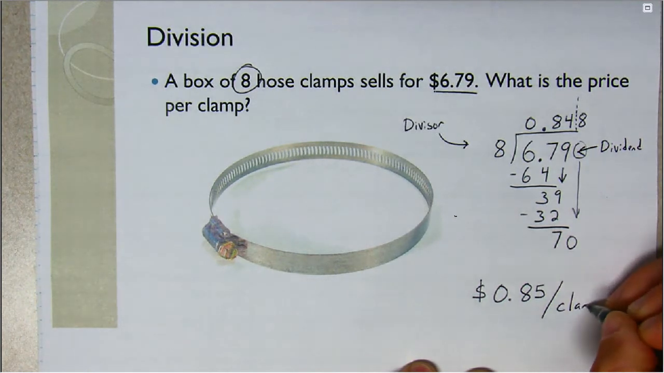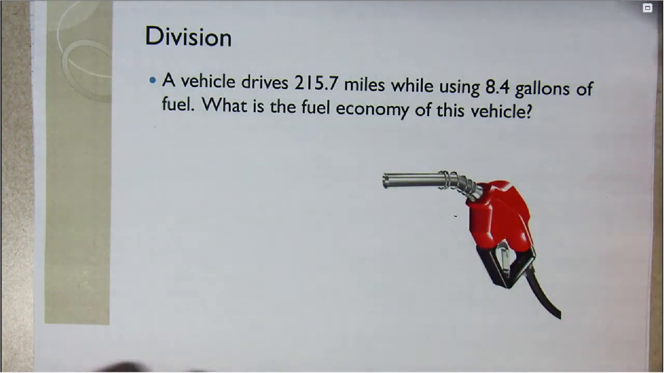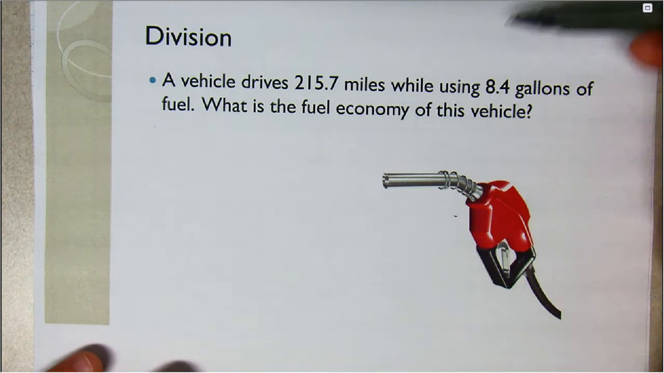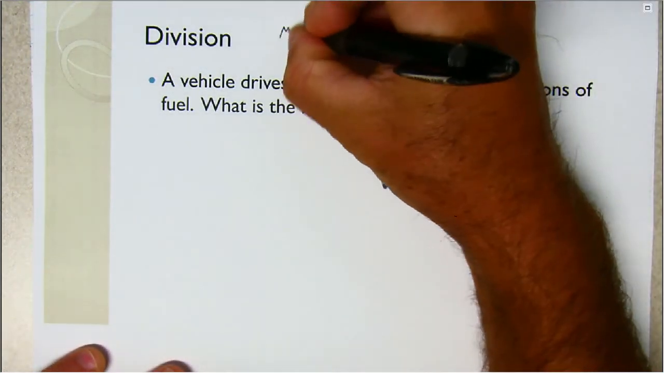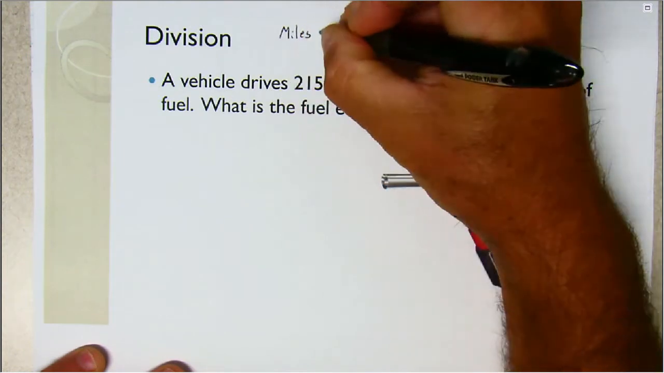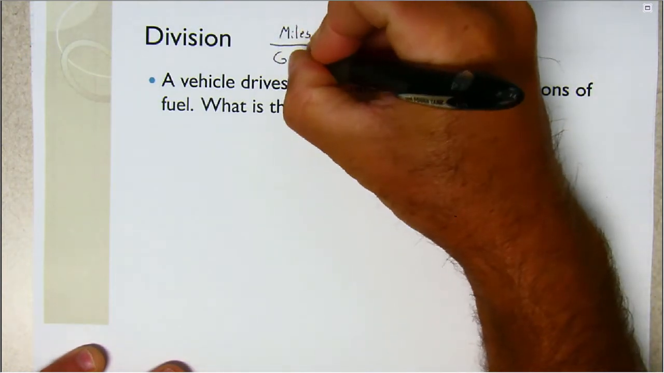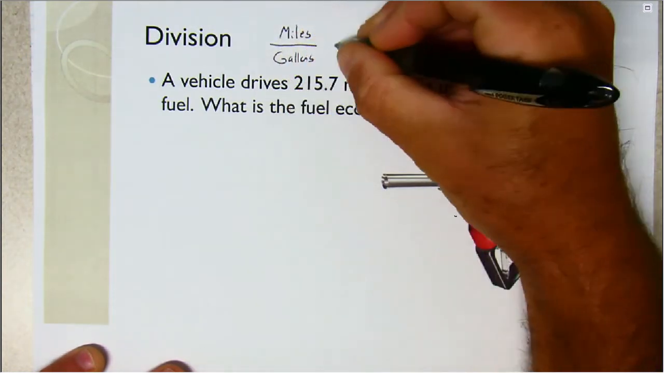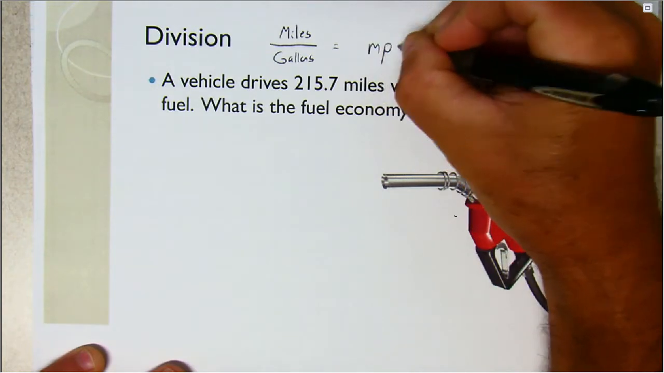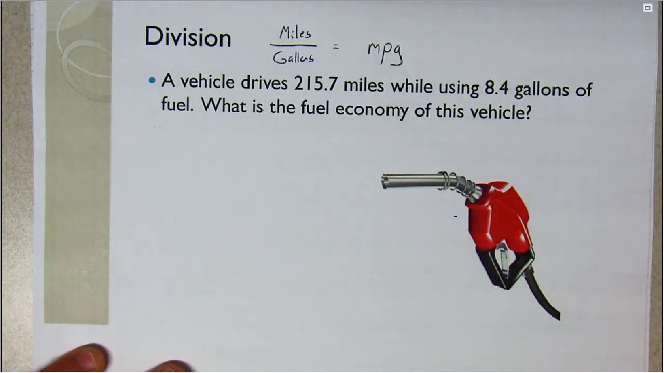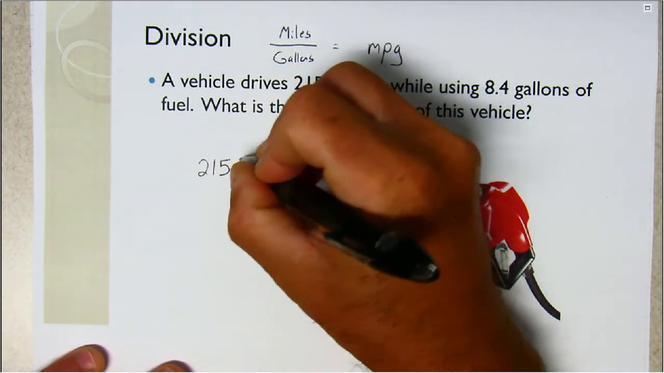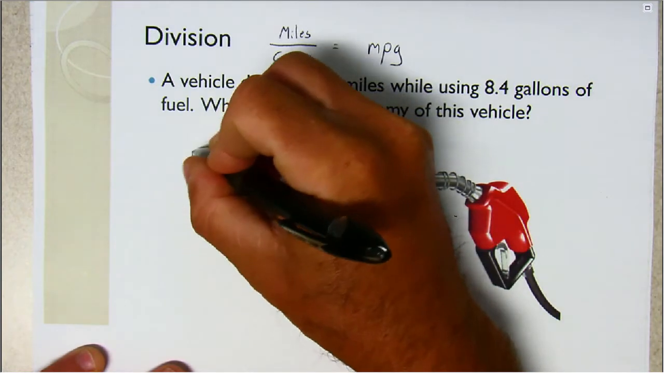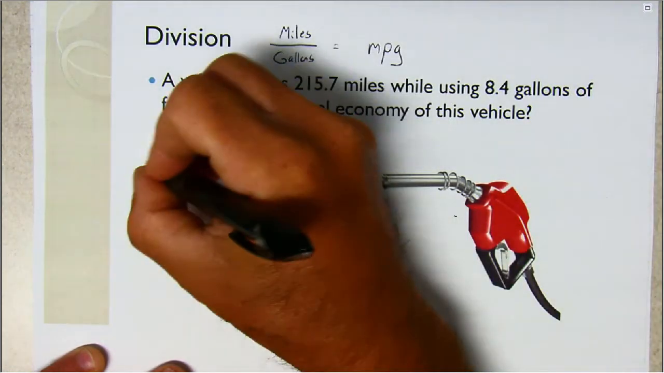Okay, one more just for completeness. When you figure out your gas mileage, we always divide the number of miles driven by the number of gallons used. And when we do that, we get our miles per gallon, or our fuel economy. So let's figure out what we have here. We're going to take 215.7 miles, and we're going to divide it by the number of gallons used. That goes on the outside.